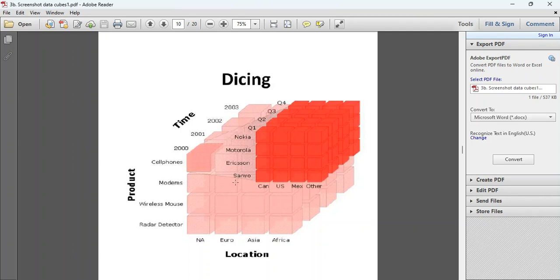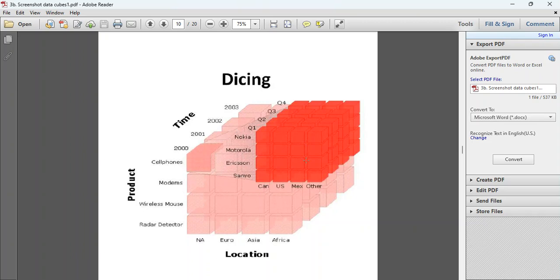Motorola, Ericsson, Sanyo. We have divided this 2000 into four quarters: Q1, Q2, Q3, Q4. And this North Atlantic region has Canada, US, Mexico, and other. So this is called dicing. We have to get one extra piece from the total cube. We have to extract the one piece.